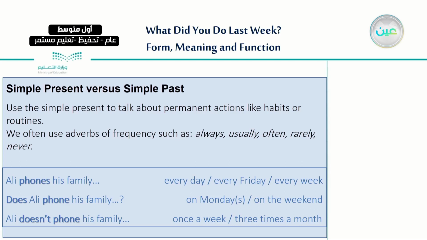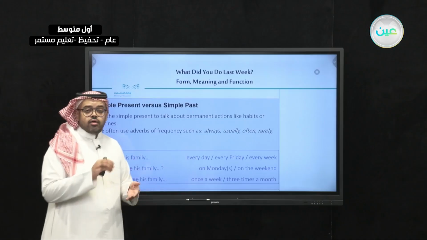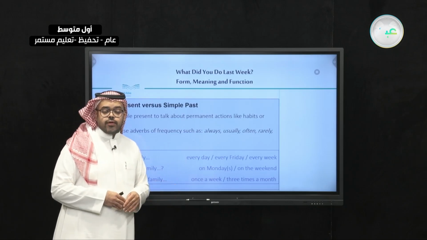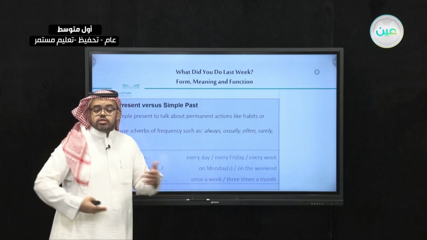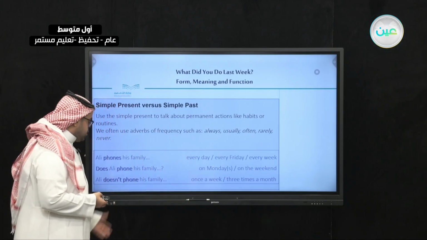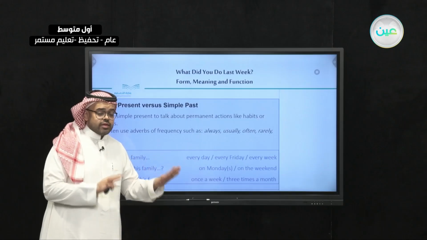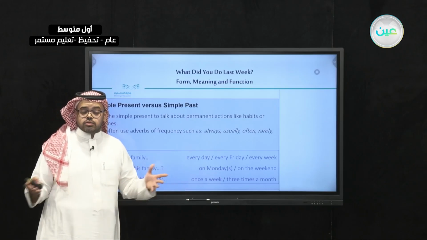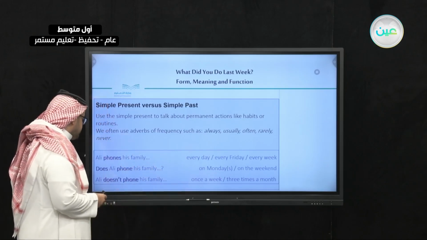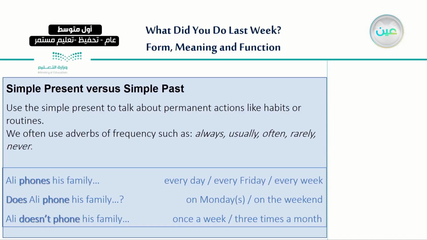Next, the other example shows how to make a question in the simple present tense. Does Ali phone his family? And here we use the question word does, in the simple present tense. Does Ali phone his family on Mondays or on weekends? Again, using these time expressions indicates that the thing Ali does is one of his habits, one of the routines, the things that he regularly does in his time. And in a negative sentence, if we want to indicate that this is not a habit of Ali and Ali does not do that thing, we can use the simple present in the negative form, as we can see here.